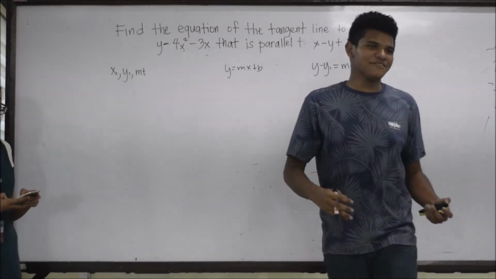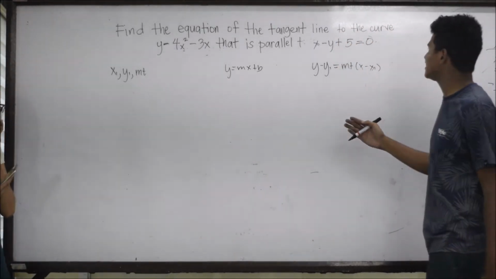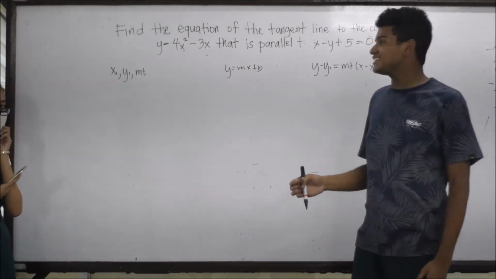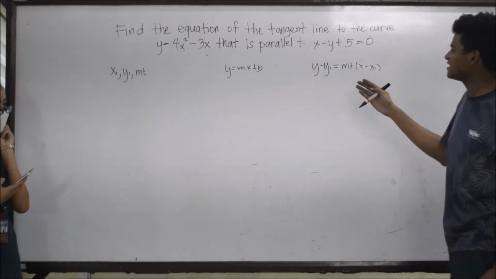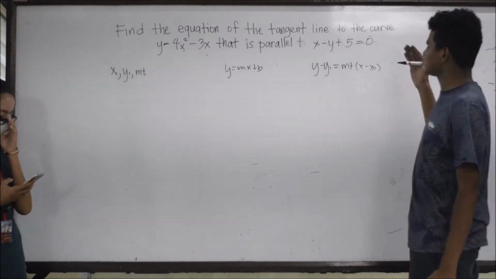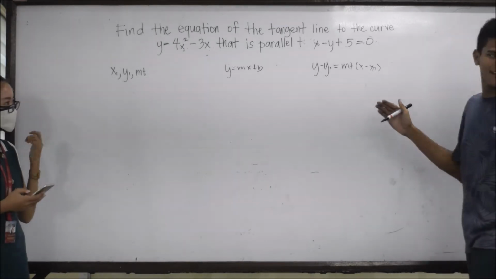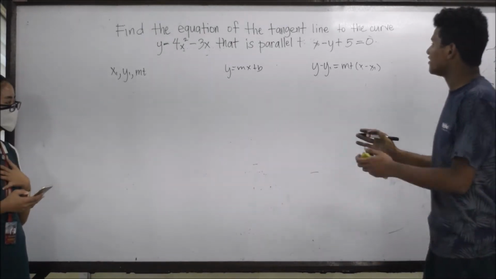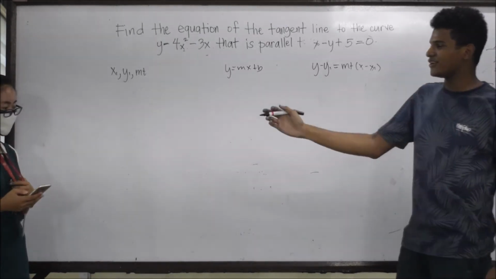Good morning, everyone. We're going to find the equation of the tangent line to the curve. So in finding the tangent line to the curve, the formula goes as y minus y sub 1 is equal to the slope of the tangent line times the quantity of x minus x sub 1. So the missing values will be discussed by Loreille.